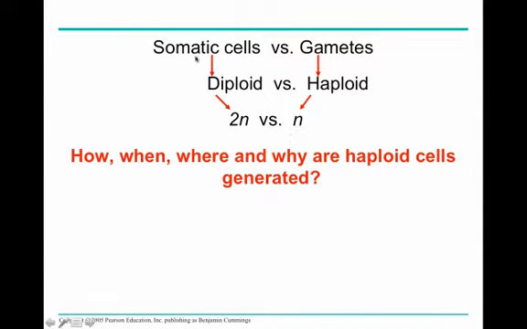So another review, somatic versus gametes. Somatic cells are diploid, gametes are haploid, 2N versus 1N. And then we're looking at how they are generated, when, where, why we generate these cells, these haploid cells. We're focusing in on this part of the puzzle.